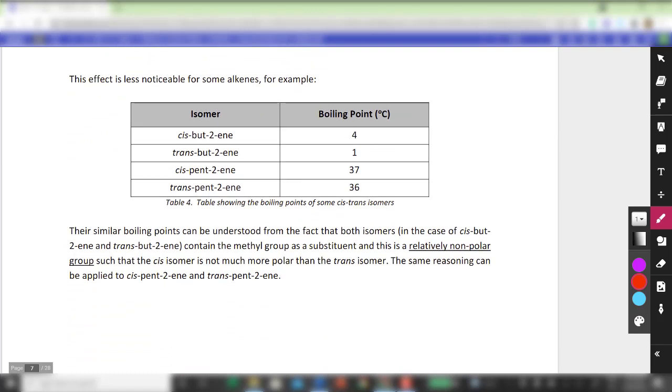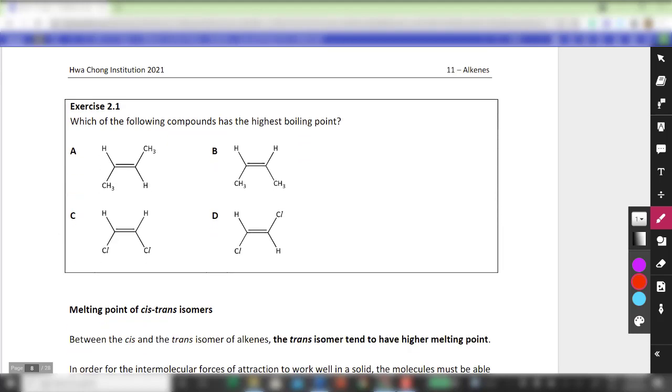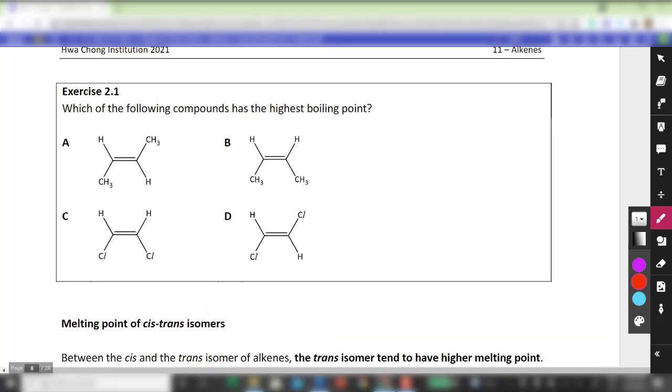But at least over here, the boiling point will be relatively straightforward. For alkenes, between the cis and the trans isomer, you notice that the boiling point does not differ by a lot, because cis and trans isomers of alkenes are relatively non-polar, so there will not be any noticeable difference in the dipole moment. The melting point actually comes next, so we'll look at packing later. For exercise 2.1, you're supposed to explain or just choose an option which of the following has the higher boiling point.